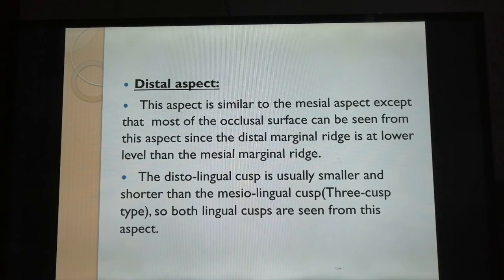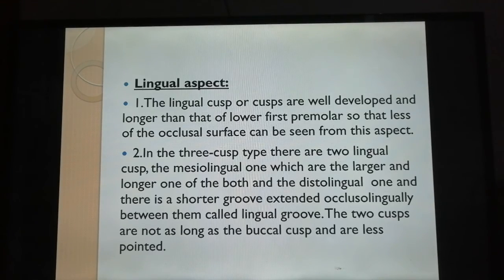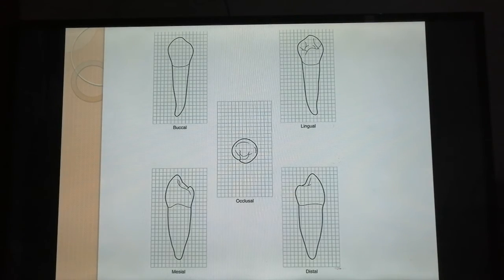Regarding the distal aspect, this aspect is similar to the mesial aspect except that most of the occlusal surface can be seen from this aspect since the distal marginal ridge is at a lower level than the mesial marginal ridge.